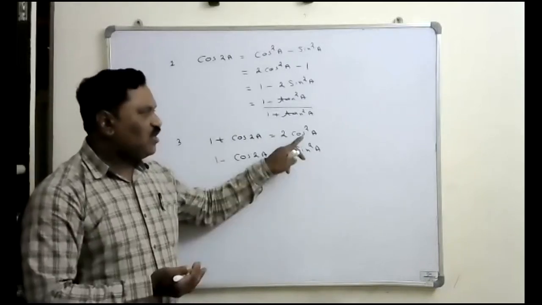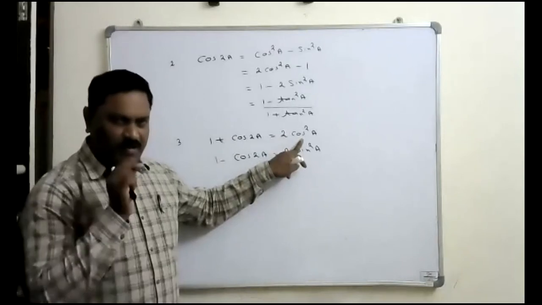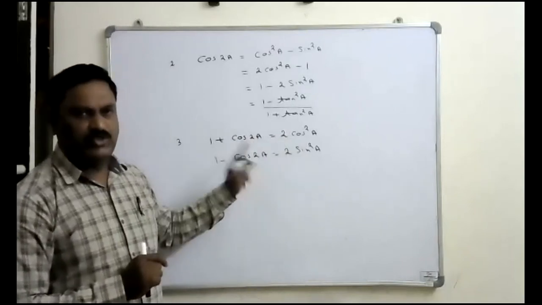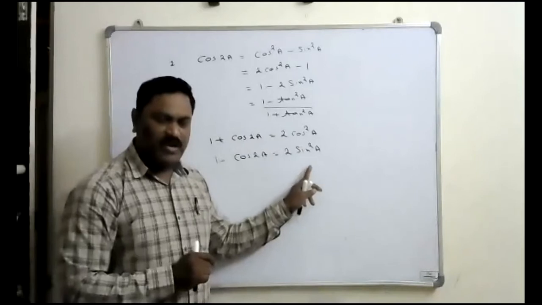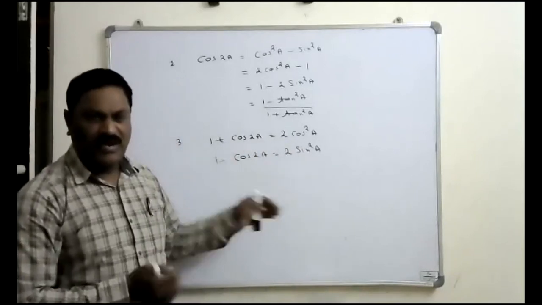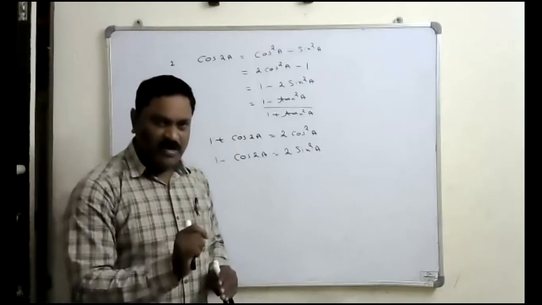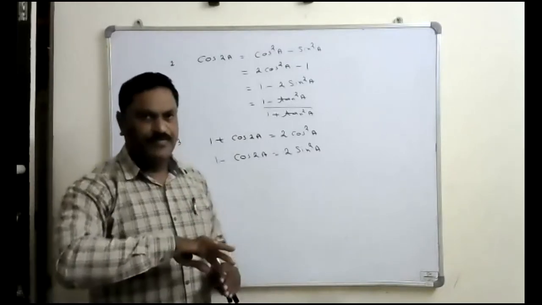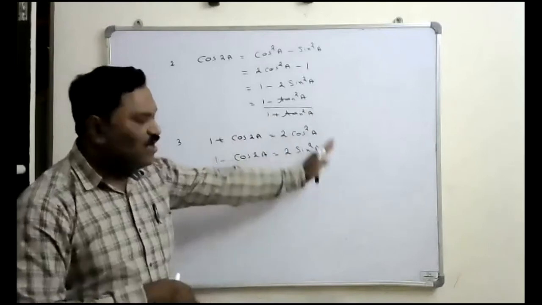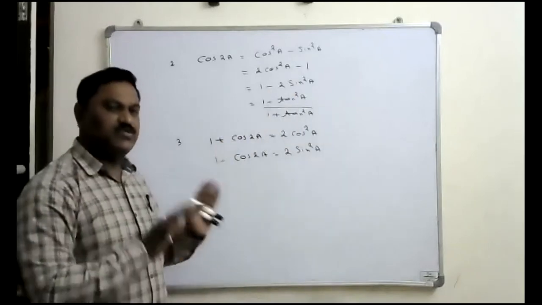So sometimes 2 cos square A may be there. We can replace 2 cos square A by 1 plus cos 2A, and 2 sin square A you can replace by 1 minus cos 2A. That's why all these formulas we have to read from both directions, not only from LHS to RHS, but RHS to LHS also.